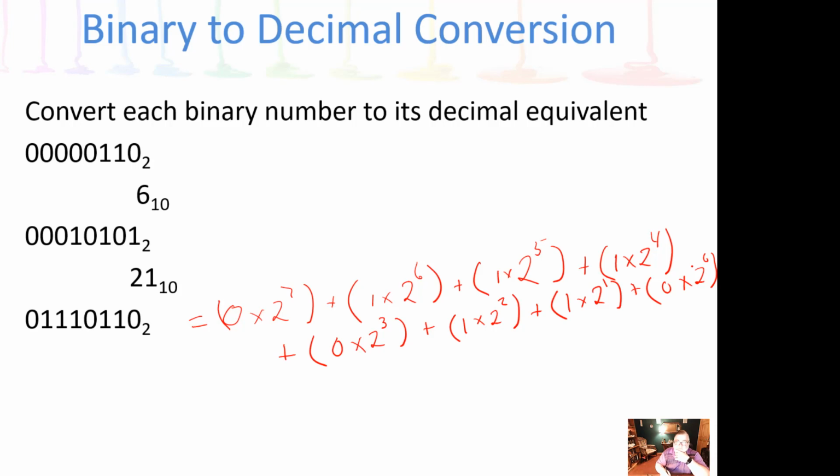So let's start here. 2 to the 0 I know is 1, always. 2 to the 1st is 2. 2 cubed is 4, 8. 2 to the 4th is 16. 2 to the 5th is 32.